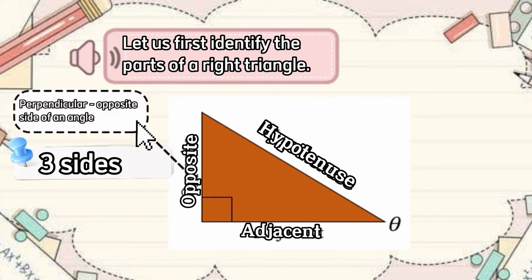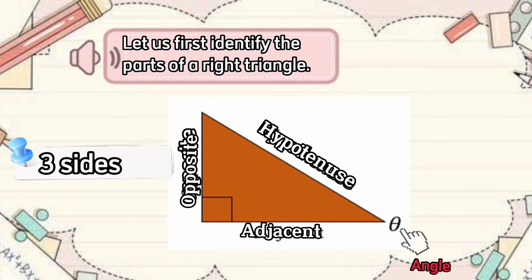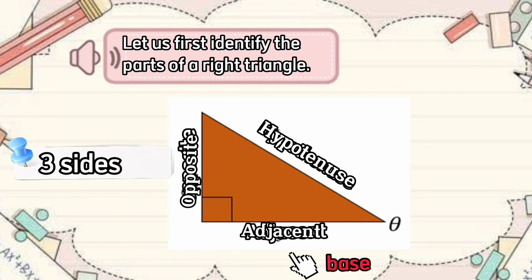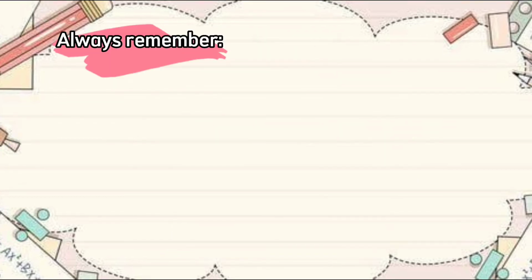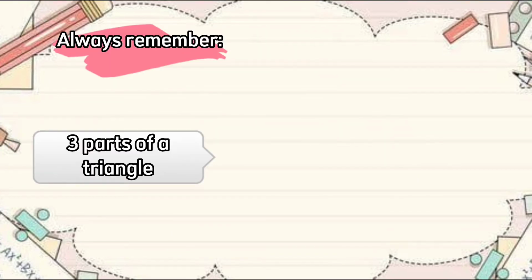And yung perpendicular naman, ito yung opposite side ng angle mo. For example, this is your angle, and the opposite side of an angle is this one. So, ito yung opposite side. Next is adjacent. Yung adjacent, ito yung base, or this is in between your right angle and your theta. So, lagi nyo tatandaan ang tatlong parts of a triangle.